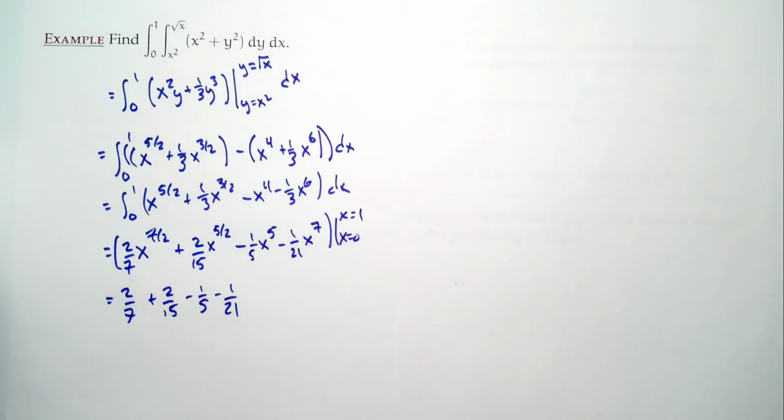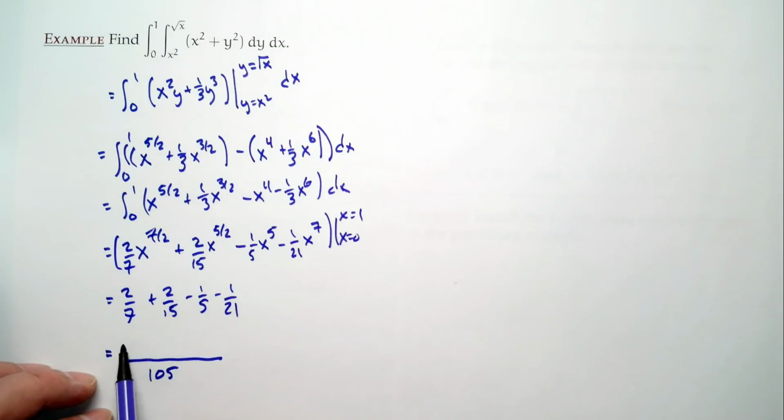Common denominator. Common denominator of 7, 15, 5, and 21? 105. Okay, which is 3 times 5 times 7. So, if I multiply 15 times 7, that's 105. So the first term will give me 30. If I multiply 15 times 7, that sounds familiar, that's 105. So the next term will be plus 14. If I multiply 5 by 21, that's 105. So this will be minus 21. If I multiply 21 by 5, that's 105. So that'll be minus 5.